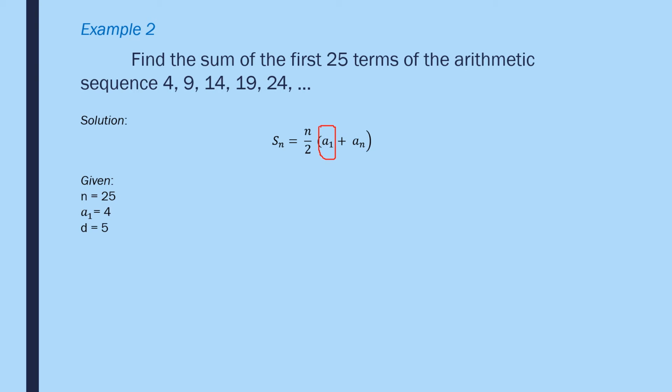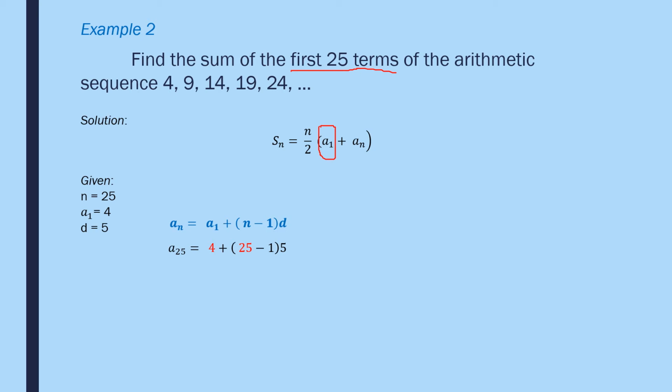In finding the last term, a sub n, what is our formula for a sub n? We have a sub n equals a sub 1 plus the quantity n minus 1 times d. So therefore, we must know the common difference, and that is 5. In finding the last term, our last term is a sub 25. Why a sub 25? Because we will get the first 25 terms. So therefore, you will only add until a sub 25.